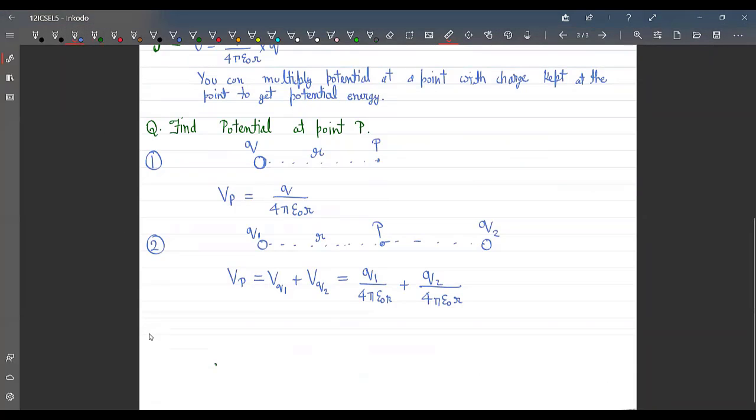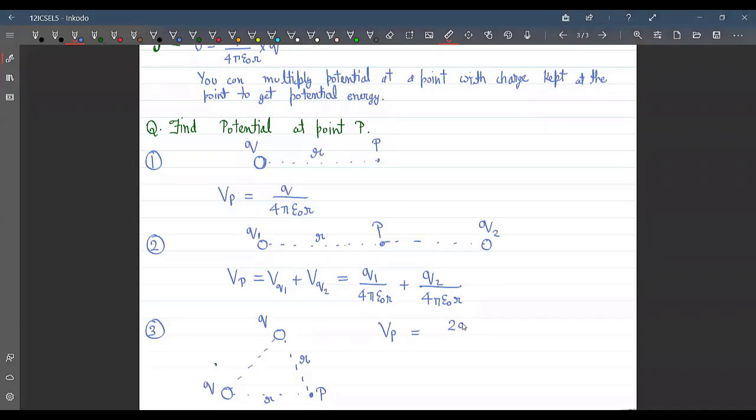I'll give you another problem to practice right now. Let us say the system is like this. There are two charges. Call this Q, this is also Q, and the point P is here. Find potential at point P. Solve it and tell me the answer. That is correct. You can simply write 2Q by 4 pi epsilon naught r. That is just added like scalars.